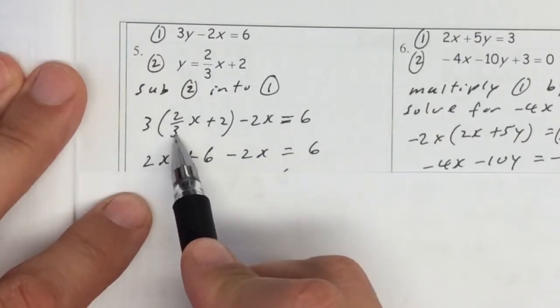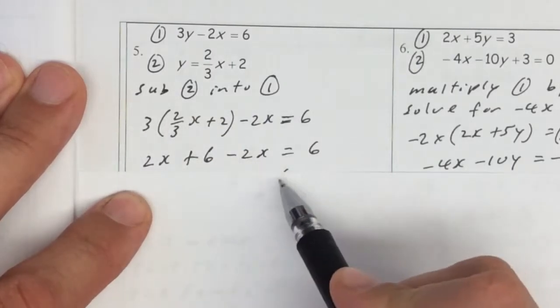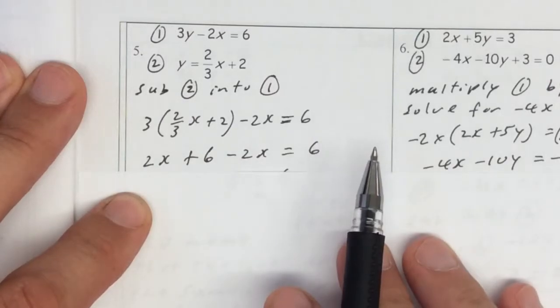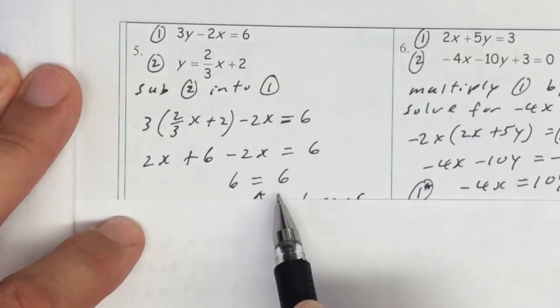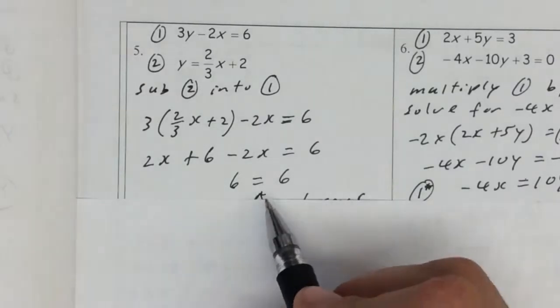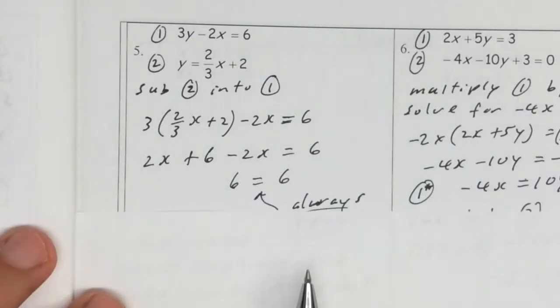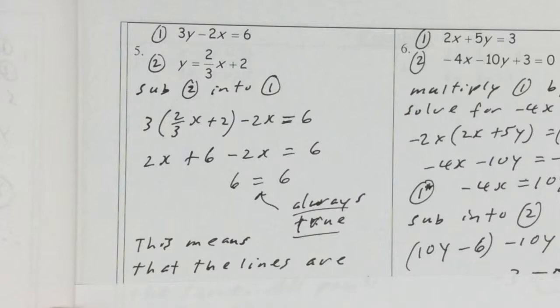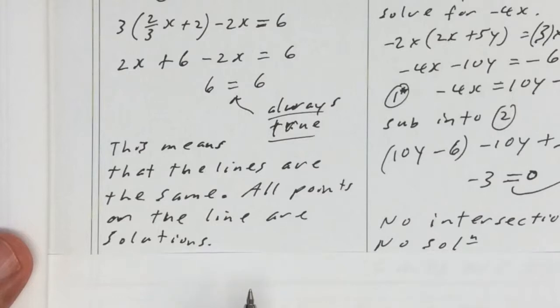Multiply the 3 in. 3 times 2/3 is just going to be 2x. The 3's cancel out. 3 times 2 is 6, minus 2x equals 6. Well, 2x minus 2x gives you 0. And you end up with 6 equals 6. There's no x and no y in that. So this is a true statement. It doesn't matter what x and y is. You will always get 6 equals 6. So any points will work for this. That means that these 2 lines are the exact same lines, and all points on the line are solutions.